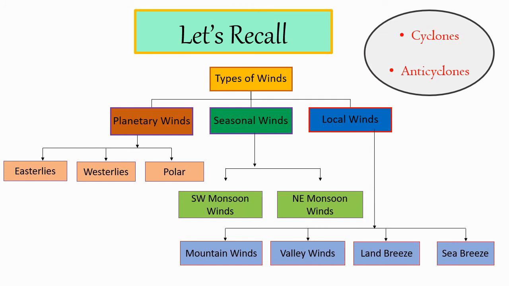From September to December, because of the low pressure area developing near the equator, winds blow from the Indian subcontinent towards the equator.